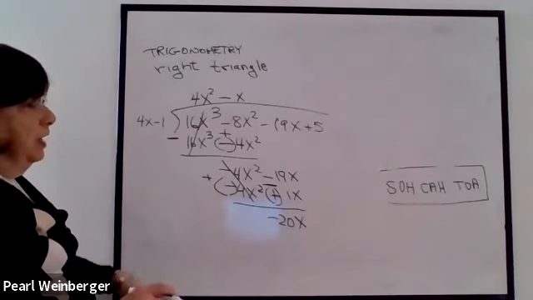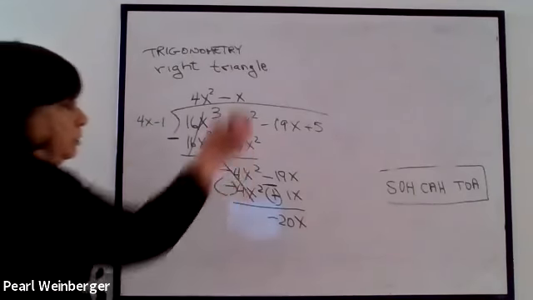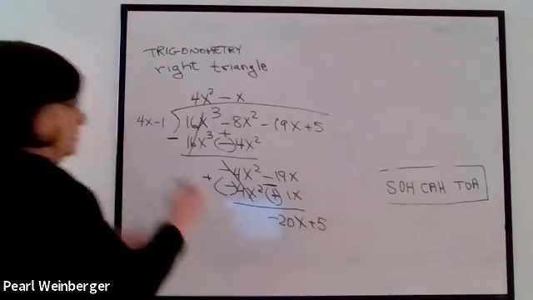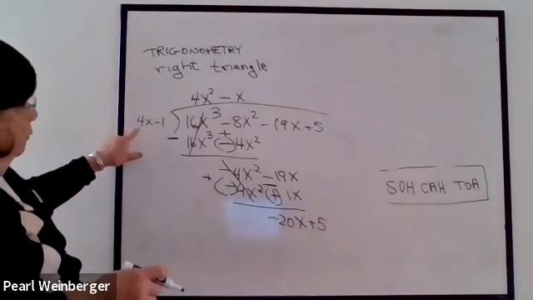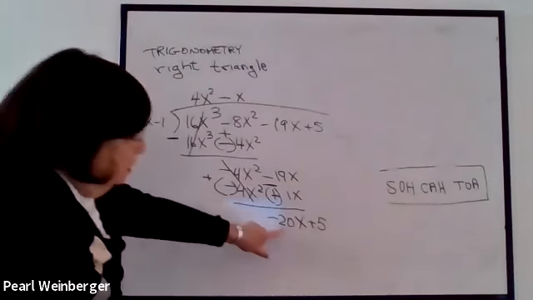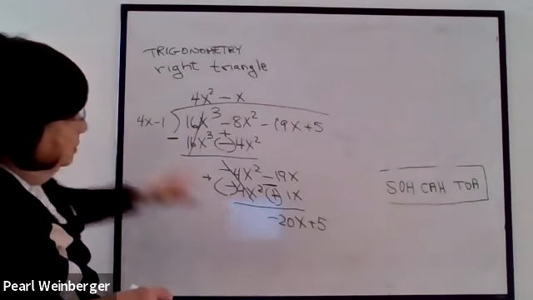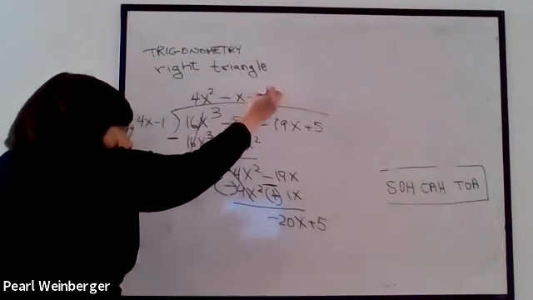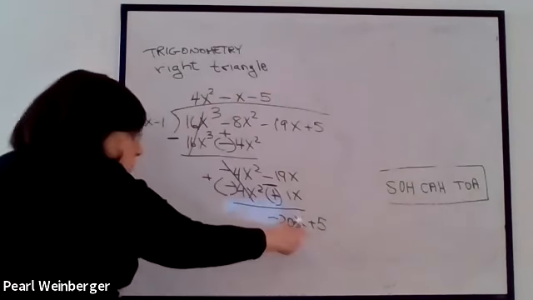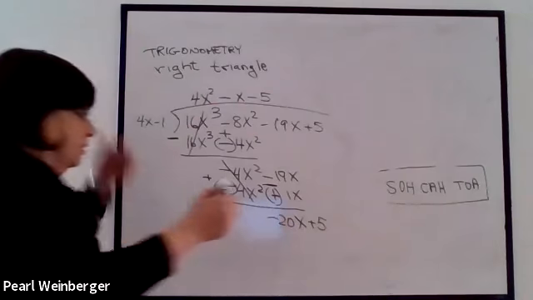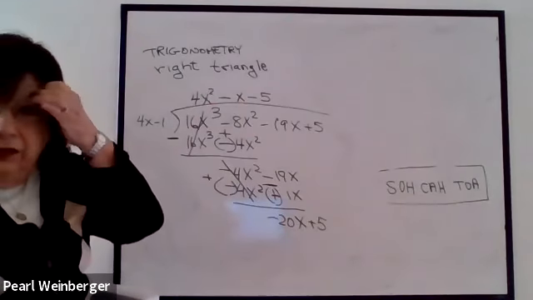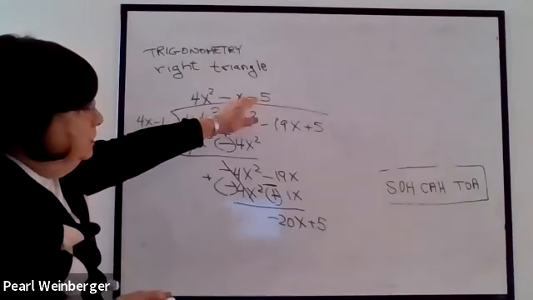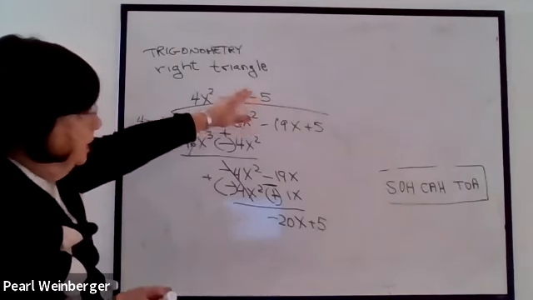And I have to bring down the next number, which is plus 5. And I start dividing again. 4x into negative 20x. Well, 4 into negative 20 is negative 5. And the x's cancel out, because this is x and this is x. When we subtract their exponents, we're not left with anything. We're left with a 0. So we just put a negative 5 on top, and now we multiply by it.